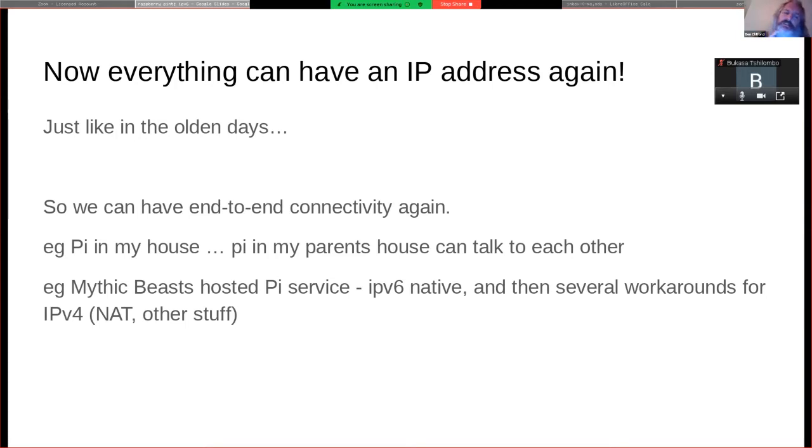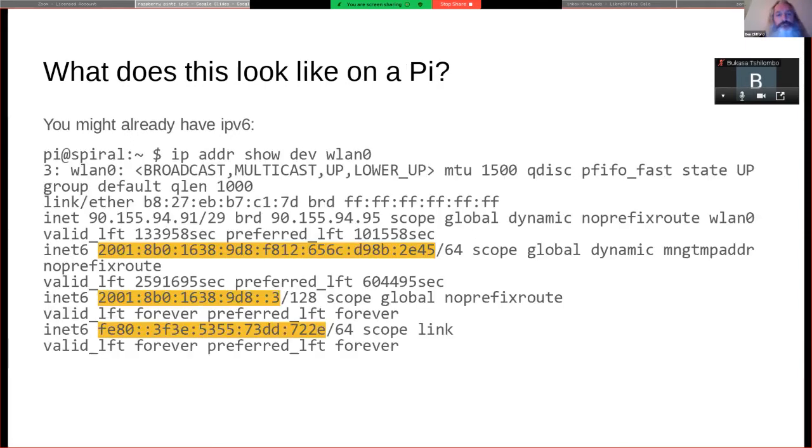Another interesting example is there's a company called Mythic Beasts. They will host Raspberry Pis, so you can pay them to have a Raspberry Pi connected to the internet at their data center. That gets a real IPv6 address, and you can do the same kind of connection, but you don't get a public IPv4 address. So to connect to it over IPv4, you have to do a lot of awkward workarounds. And again, that will be because they're having to pay for IPv4 addresses and not for IPv6 addresses.